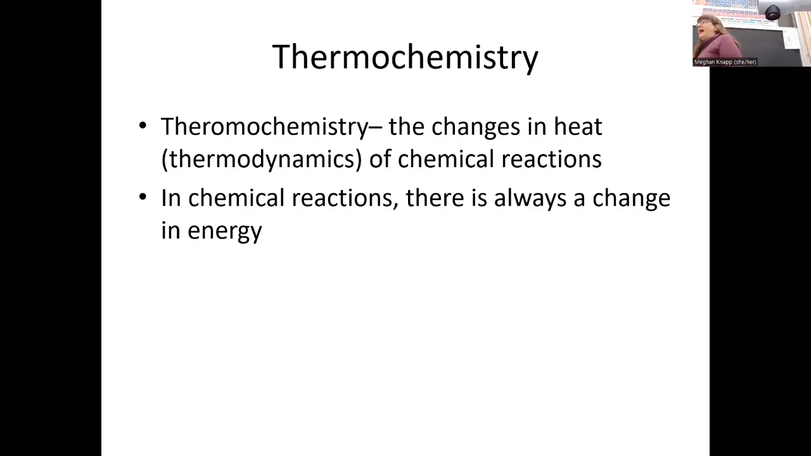In chemical reactions, there is always going to be some kind of change in energy. Now, sometimes that change in energy is very small and won't really be measurable, but there's always going to be some kind of change in energy because energy is created every time we form bonds. Energy is used up every time we break bonds.